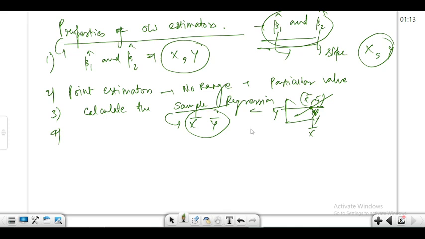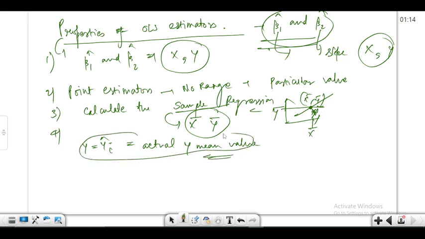Now the last property is that the mean value of estimated y is equal to the mean value of actual y. So the mean value of your estimated y, y i hat, is equal to the actual y mean value. Okay, so this is also a property of your OLS estimates.